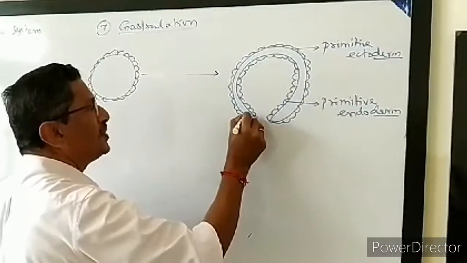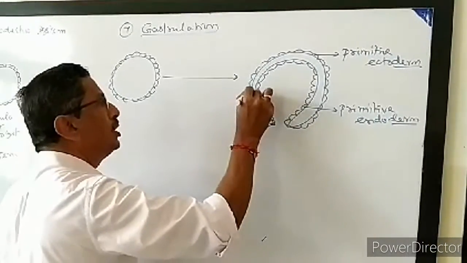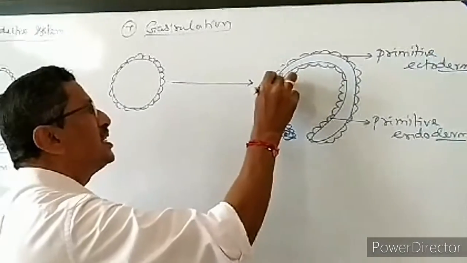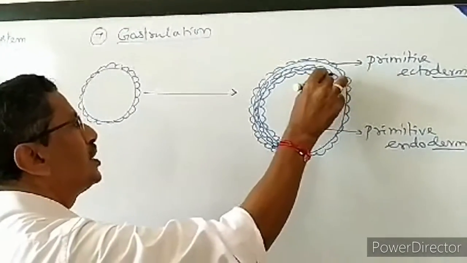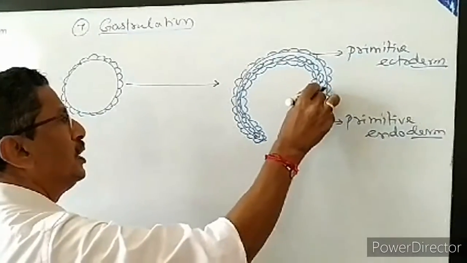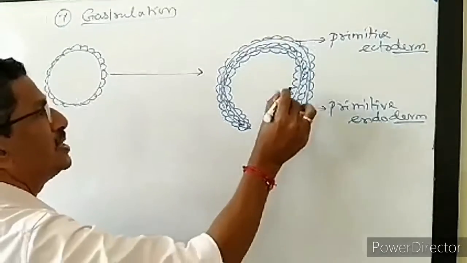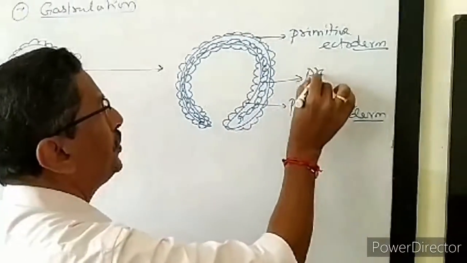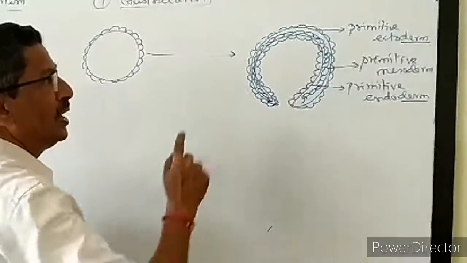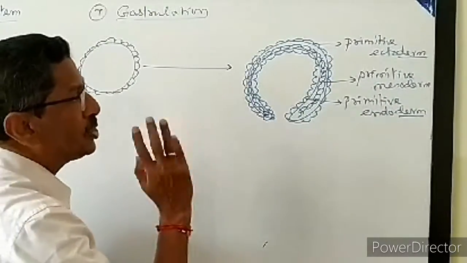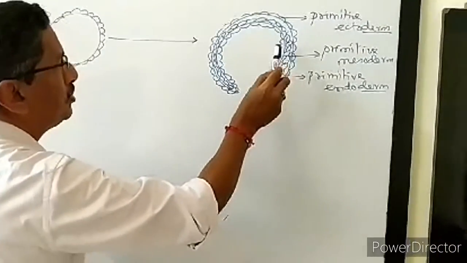Now one more layer of cells will be formed in between the ectoderm and the endoderm. The cells are separated and they are organizing themselves in between the ectoderm and endoderm. Now this new layer, what is present in between, is called primitive mesoderm. Now you see that a new structure is formed. It is having three layers. Primitive layers, very simple layers. That is primitive ectoderm, mesoderm, endoderm.